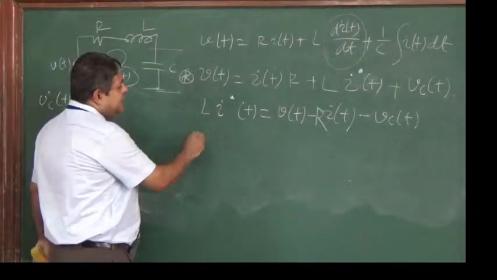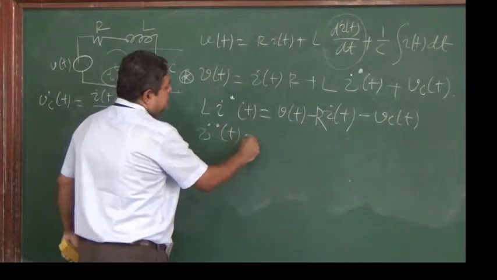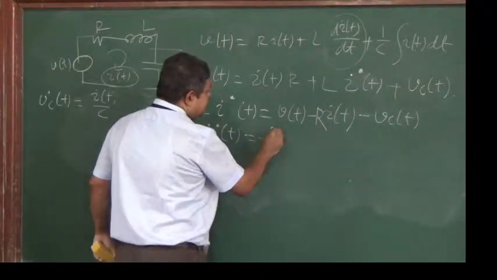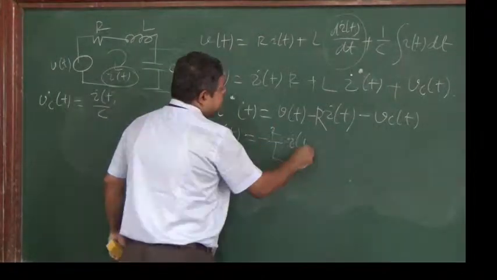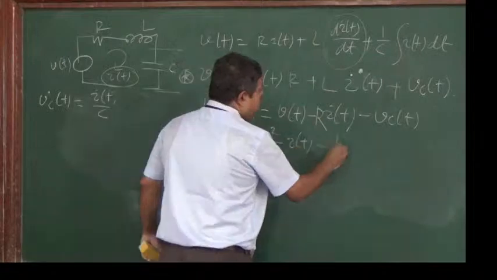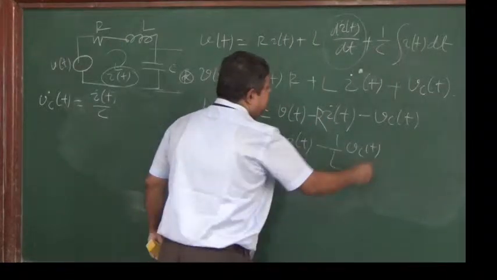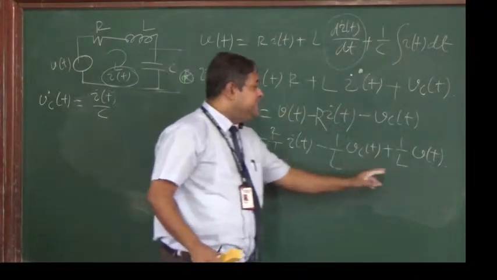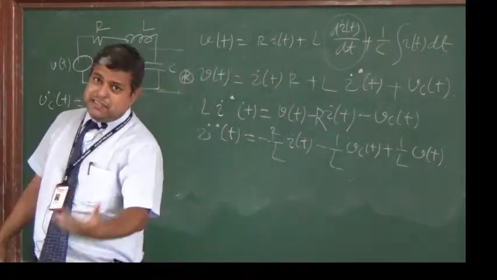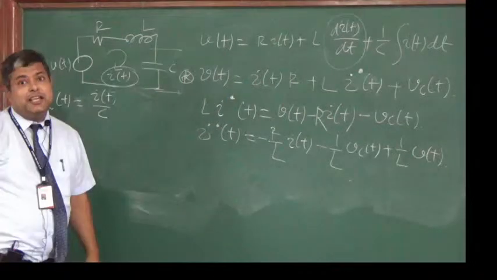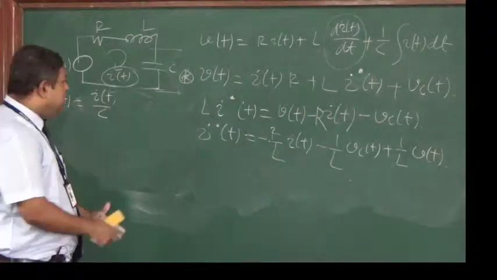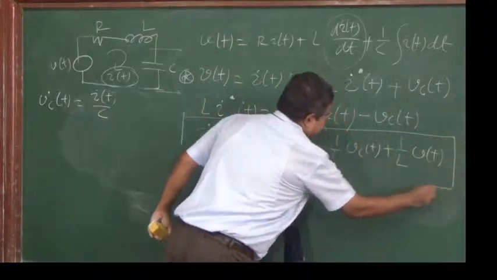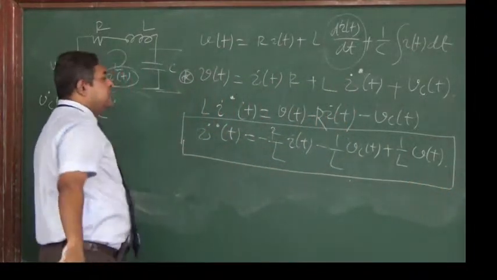Finally, i dot t is equal to minus R by L of i(t) minus 1 by L of v_c(t) plus 1 by L of v(t). So don't confuse between v_c(t) and v(t). v_c(t) is the capacitor voltage and v(t) is the input supply voltage. So now this is another form, and this is another equation.